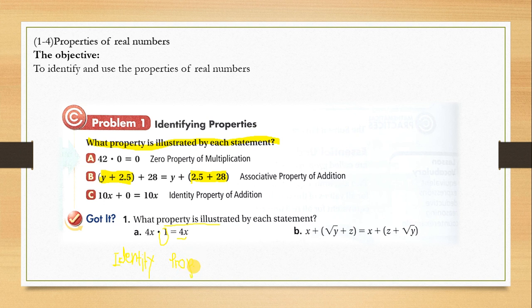I will write the word prop and then dot to make the short form of a property of multiplication.